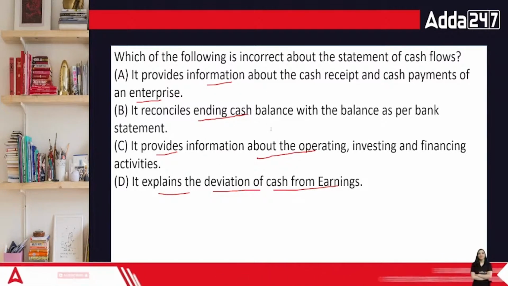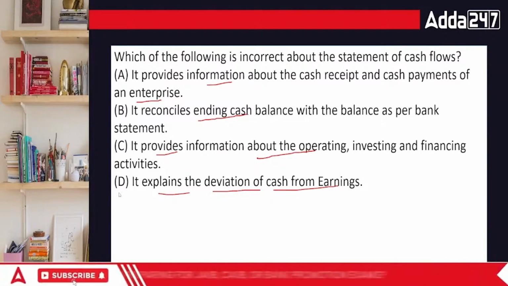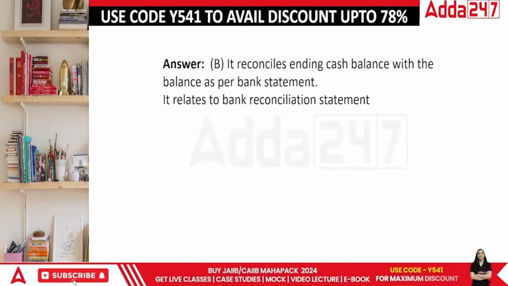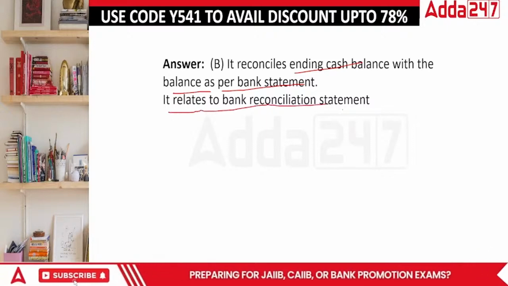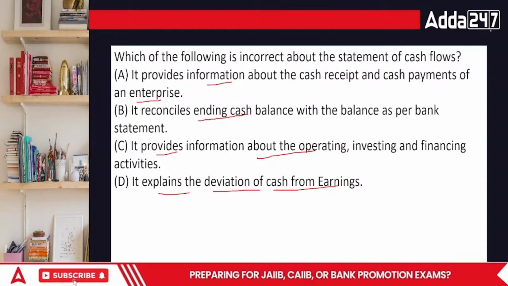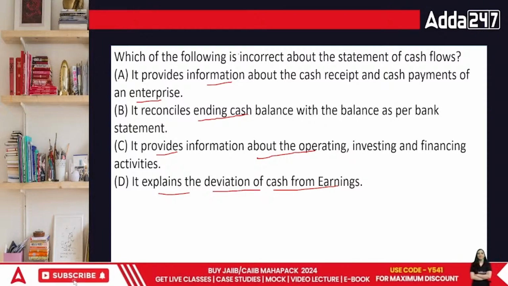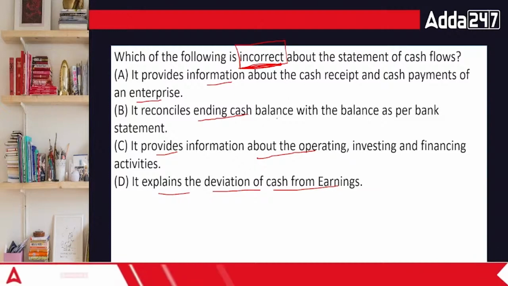The answer to this question, acha, there it is. The correct answer is B only. It reconciles the ending cash balance with the bank balance as per the bank statement. It relates to the bank reconciliation statement. When we talk about the cash inflows, this is talking about something which is incorrect. Incorrect matlab it is terribly wrong.